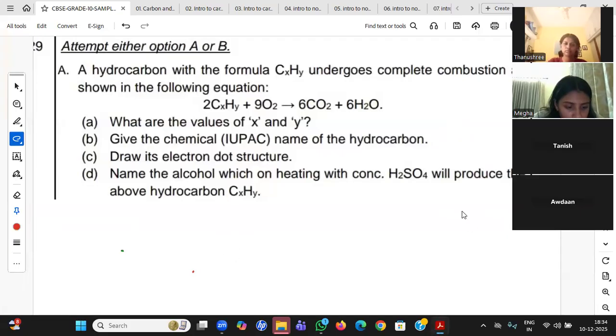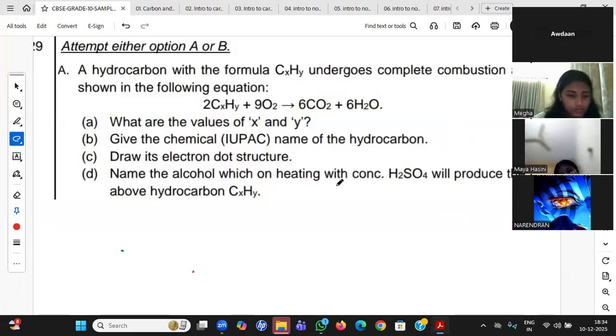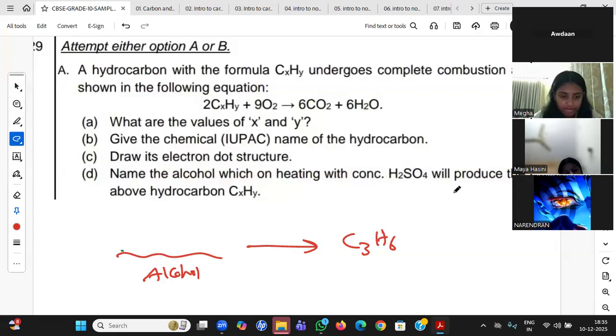Good. Name the alcohol which on heating with concentrated H2SO4 produces the above hydrocarbon. He is asking for the above hydrocarbon, which we found was C3H6. He wants one alcohol which, with concentrated H2SO4, gives this. Right answer, Tanish, very good. Narendran, very good.